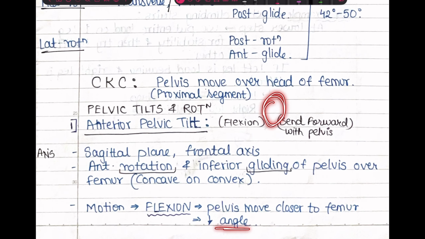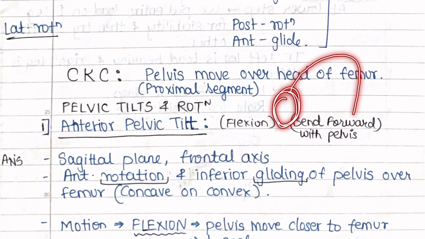As this is our head, this is our body, this is the movement. We are touching the ground. So this angle is decreasing as we are moving close. So the pelvis is moving towards the femur. As you can see, this is moving towards the femur and the angle is decreasing.